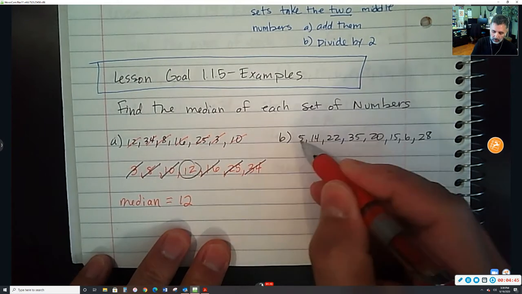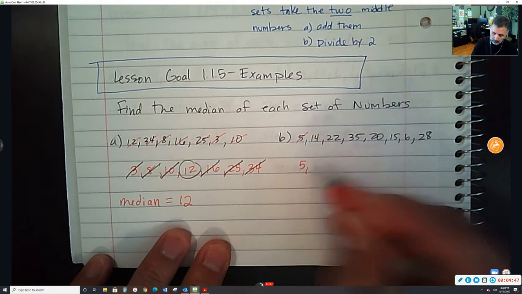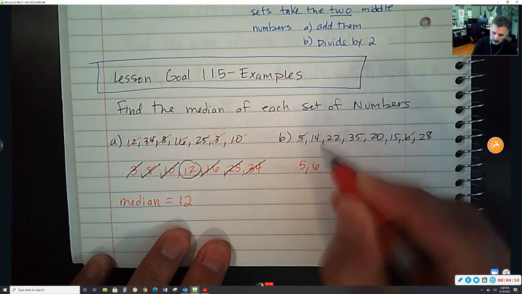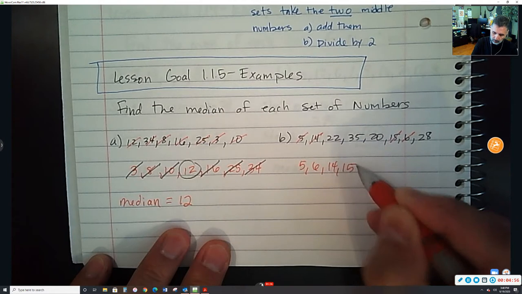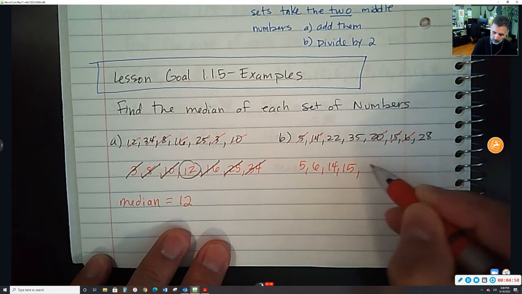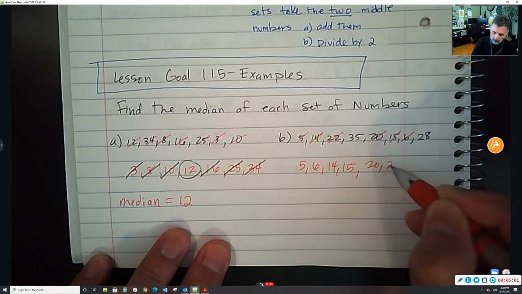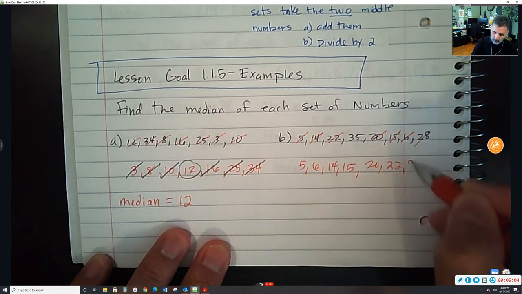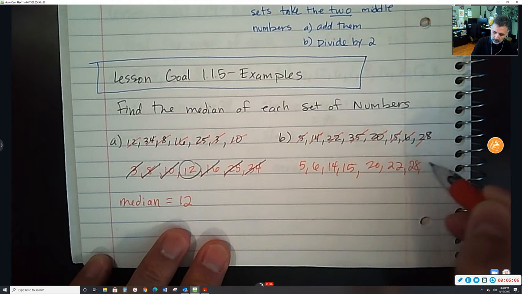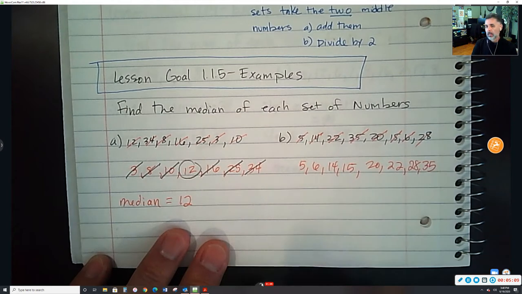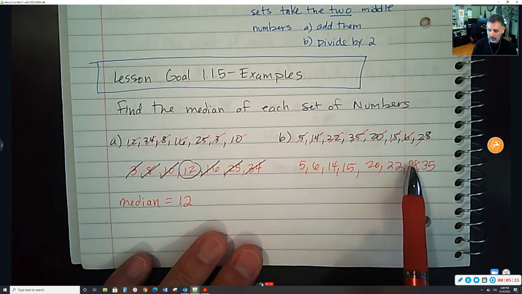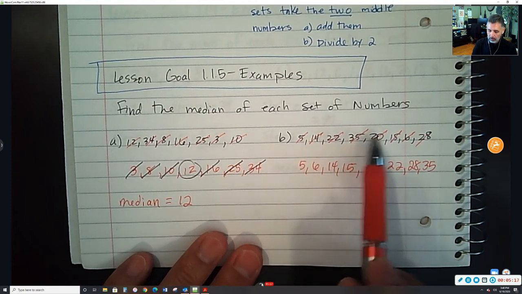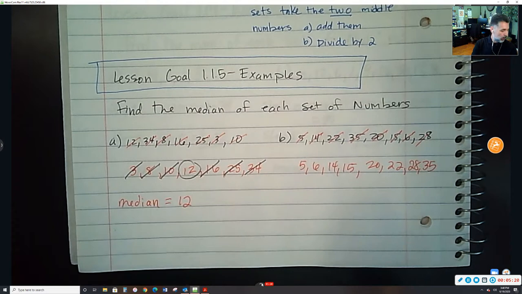Okay. This may take some time though, because we do have to organize the numbers. So let's go ahead and go with 5 as the smallest number, then 6. Looks like 14 is next, then 15, 20, 22, 28, and finally 35, right? And again, I'm going to count the numbers just to make sure I picked them all up. 1, 2, 3, 4, 5, 6, 7, 8. 1, 2, 3, 4, 5, 6, 7, 8. It works.